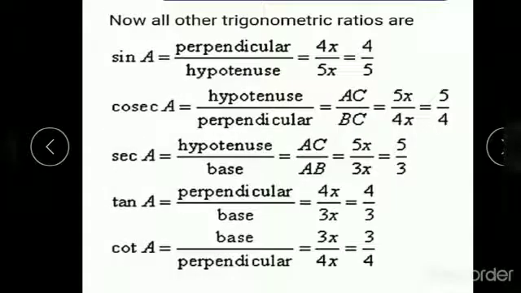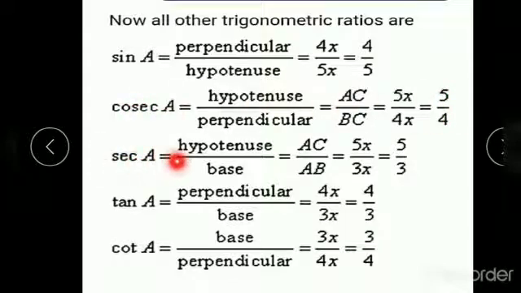Now you can find all the other trigonometrical ratios. Sine A is perpendicular divided by hypotenuse. Here the perpendicular is 4x divided by hypotenuse 5x, that is 4 divided by 5. Cosecant A is hypotenuse by perpendicular, that is AC divided by BC, which is 5x divided by 4x. X and x get cancelled. You get 5 divided by 4 as cosecant A.